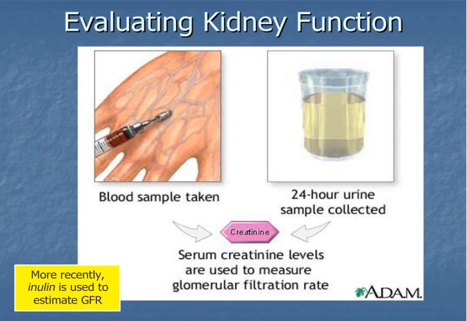For example, creatinine is a byproduct of muscle metabolism, and it is filtered in the glomerulus but not reabsorbed at all. And so we can look at the concentration of creatinine in both the blood and in the urine collected in a 24-hour period and get a pretty accurate indicator of the GFR, or glomerular filtration rate.